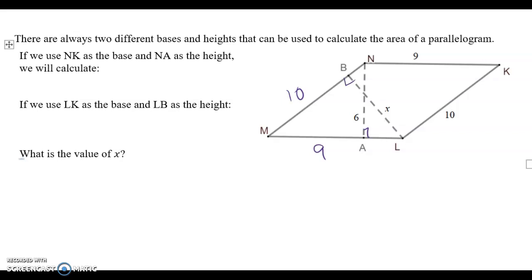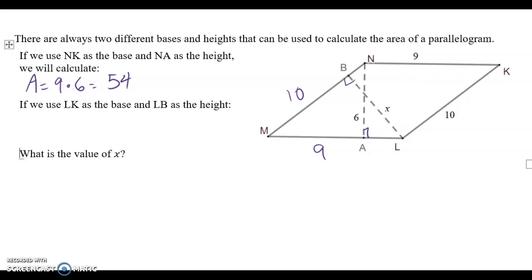to each other. So if I want to look at this, it says to use NK as the base. So NK is 9, and NA is the height. That would be 6. So if we did that, that would be A is equal to 9 times 6, which, as we know, is 54 units. Okay.